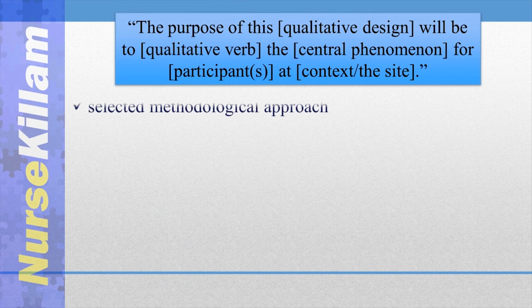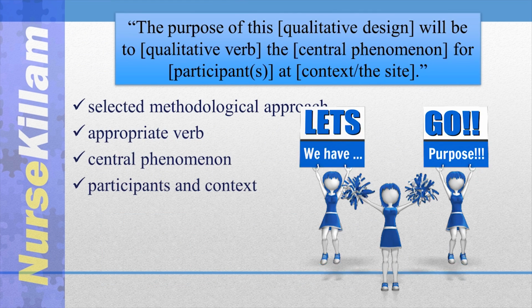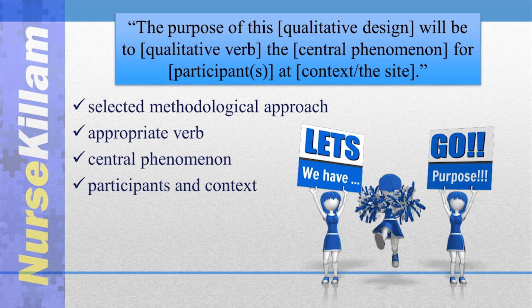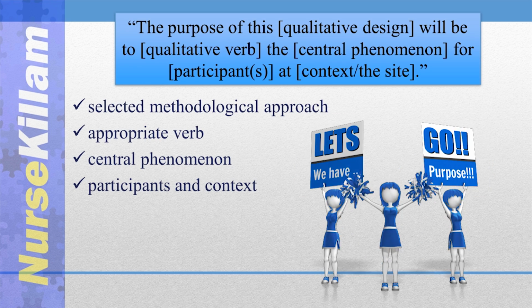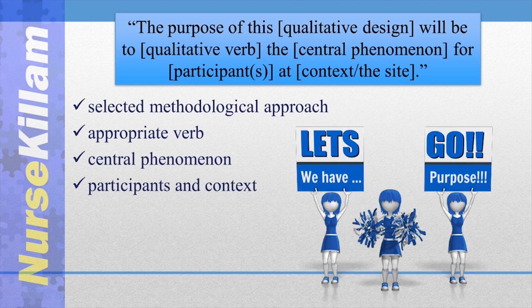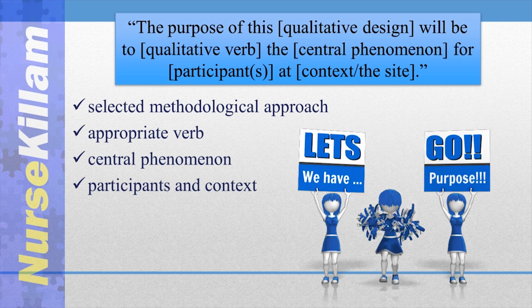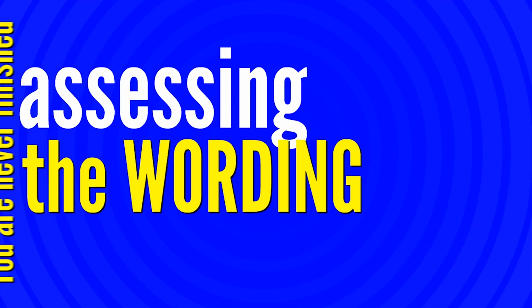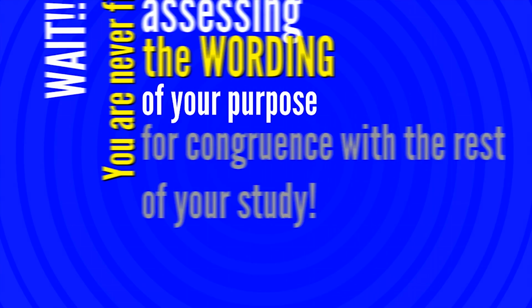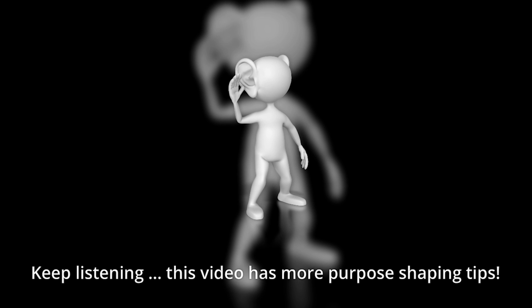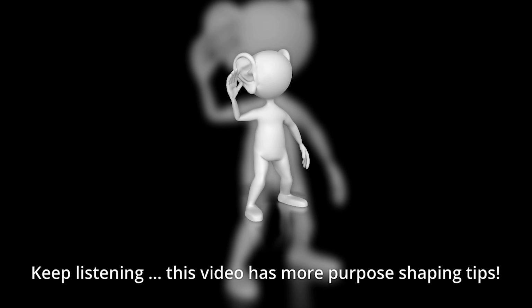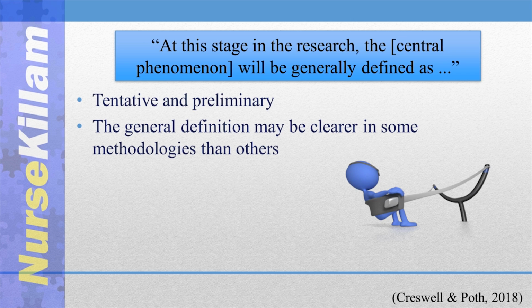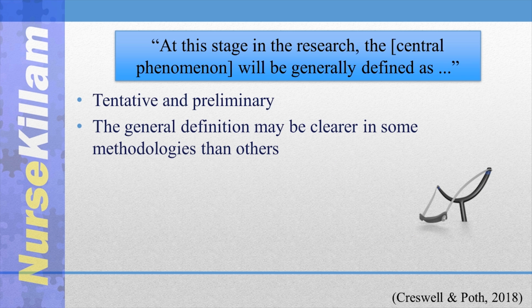At this point, you've now included the selected methodological approach, appropriate verb, central phenomenon, participants, and context for the study. So you are done. Well done! Well, for now anyway, as you should revisit and refine the purpose statement throughout the proposal writing process. Creswell and Poth suggest that you also provide a brief and general definition of the central phenomenon right after the purpose statement. This definition is just a starting point.